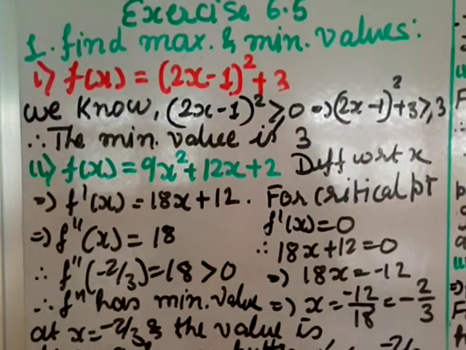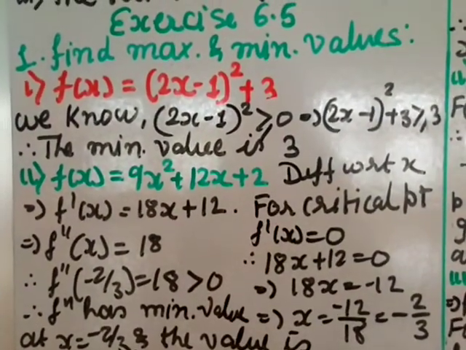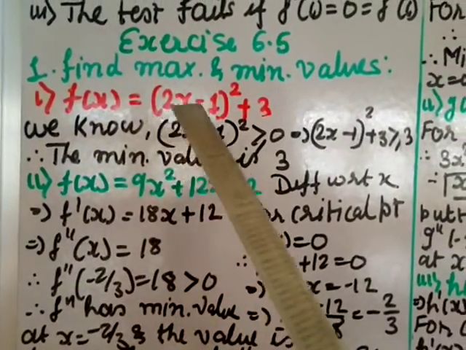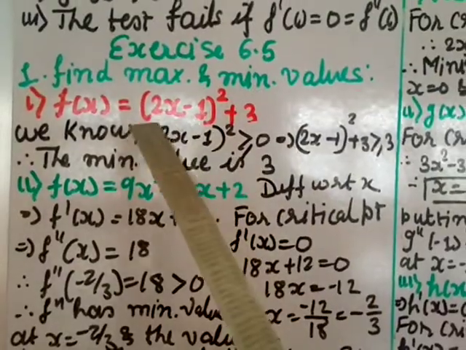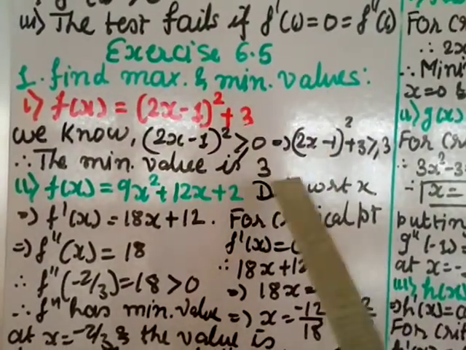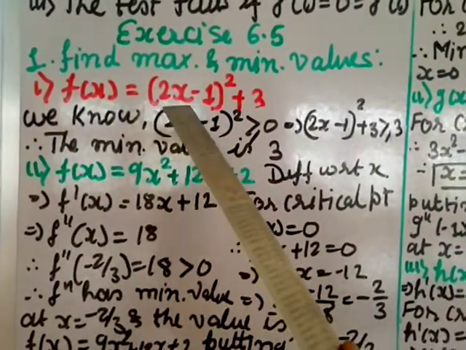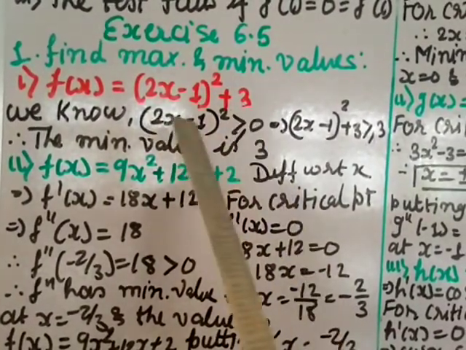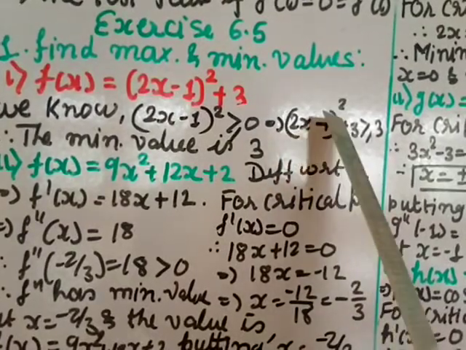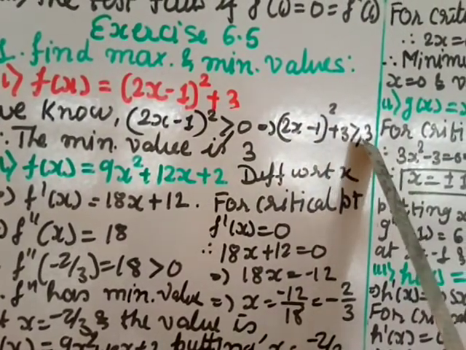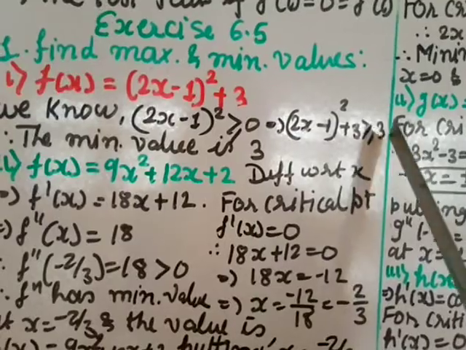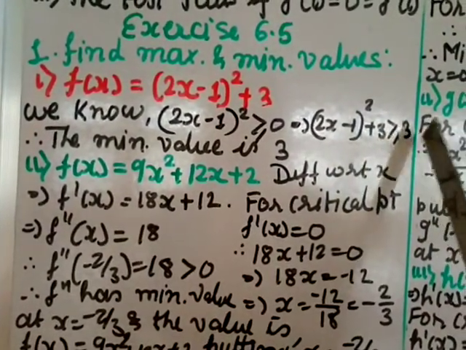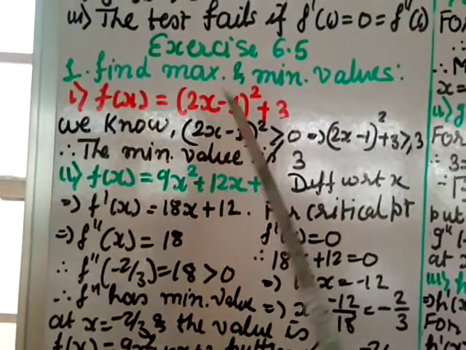Exercise 6.5, question number 1. Find maximum and minimum values of the following functions. f(x) is equal to (2x minus 1) whole square plus 3. We know the square of any function is always greater than or equal to 0. That means (2x minus 1) whole square is greater than or equal to 0. I want plus 3 here, so I add 3 on both sides. So (2x minus 1) whole square plus 3 is greater than or equal to 0 plus 3, which is 3. So you can say that 3 is the minimum value for this function, because the function is always greater than or equal to 3.